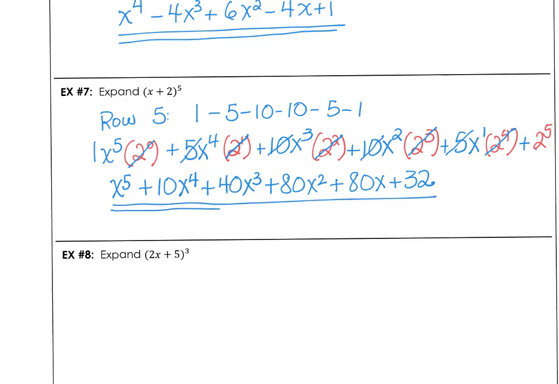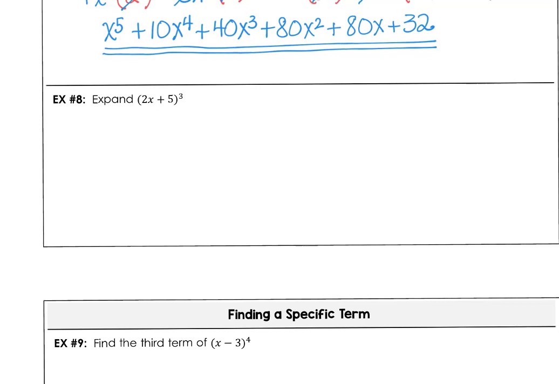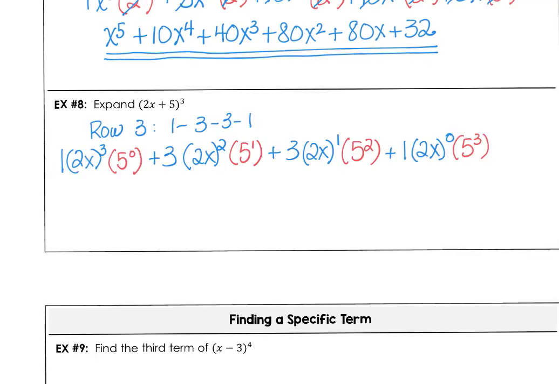Are you ready to try one on your own? Turn off your video and give example 8 a try. So if you set up your problem right, you know that you need 1, 3, 3, 1. And this time it's a little tricky because your A term is 2x and your B term is 5. So when I have 2x to the 3rd, I've got to think about that being 8x cubed. 5 to the 0 is 1, and then the 1 for our leading coefficient.